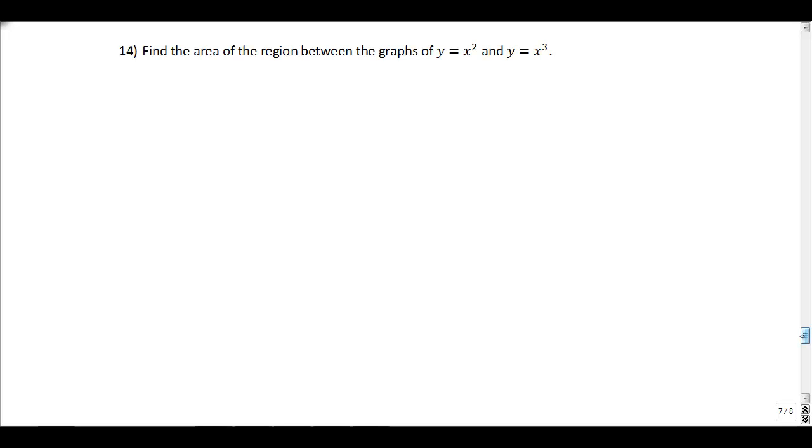Next one. Find the area of the region between the graphs of y equals x squared and y equals x cubed. So let's just look at the Mathematica picture here. Or maybe let's draw it first. So how about we draw in red, y equals x squared. It's going to do something like this. And then maybe in green, y equals x cubed. Well, x cubed is going to go here, it's going to go there, and then it's going to go up there. So what I'm going to get is this intersection region in between.